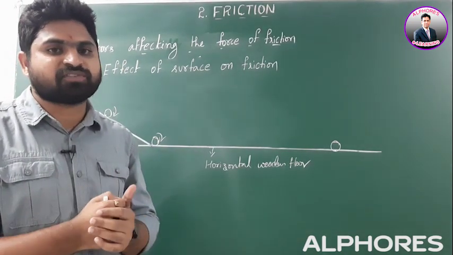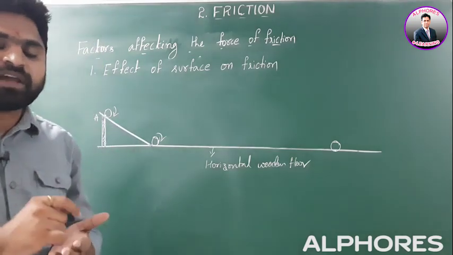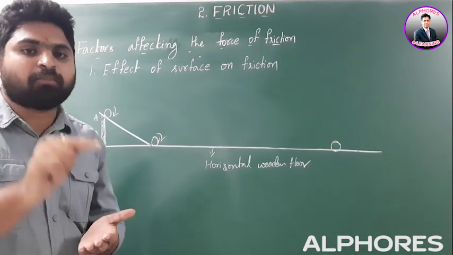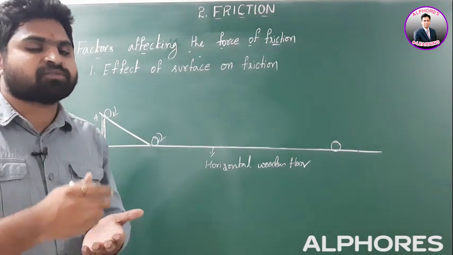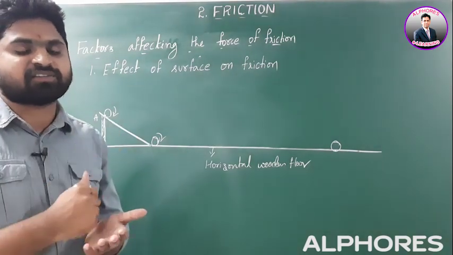Finally, I will conclude this. Over the smooth surface, the irregularities are less, so the opposing force is less. So we can say frictional force is less. That's why the ball has covered a longer distance.